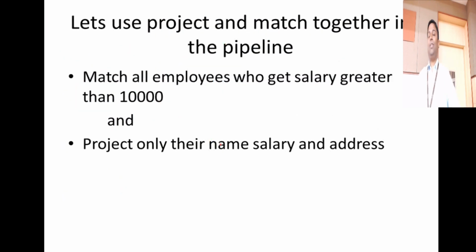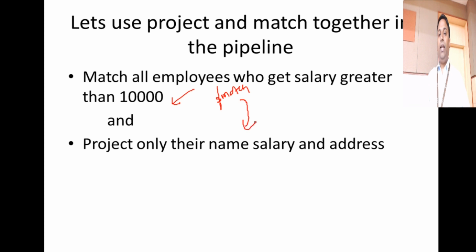So now comes the next thing. Let's put project and match together in one aggregate method. Let's use them together and see how these stages work together. The question here is: match all employees who get salary greater than 10,000. We are going to use $match for filtering the records. Once your match is done, you send it to the next stage.